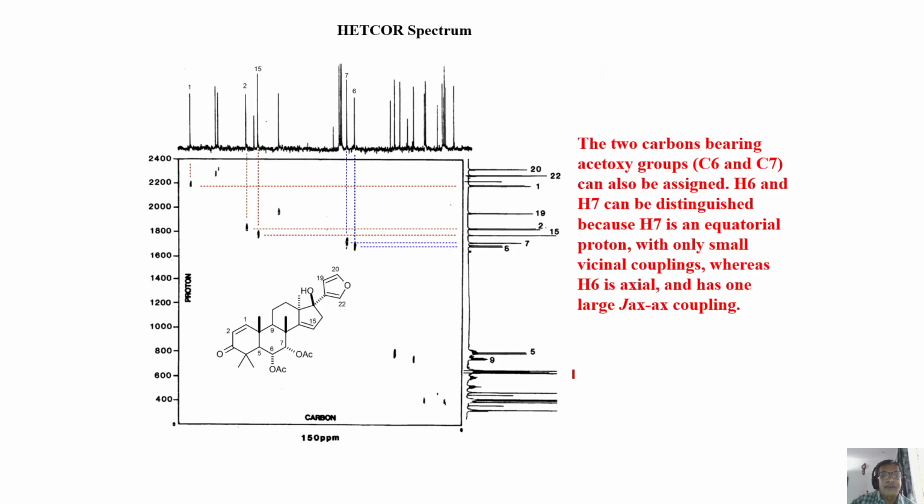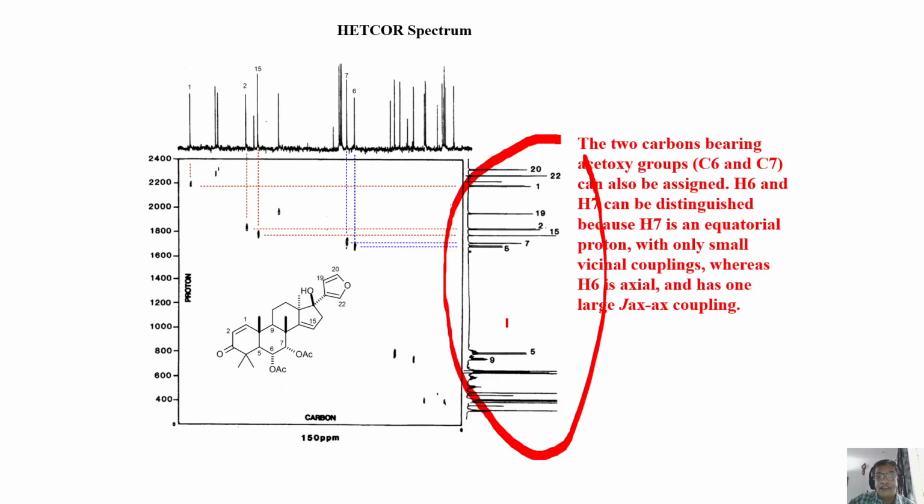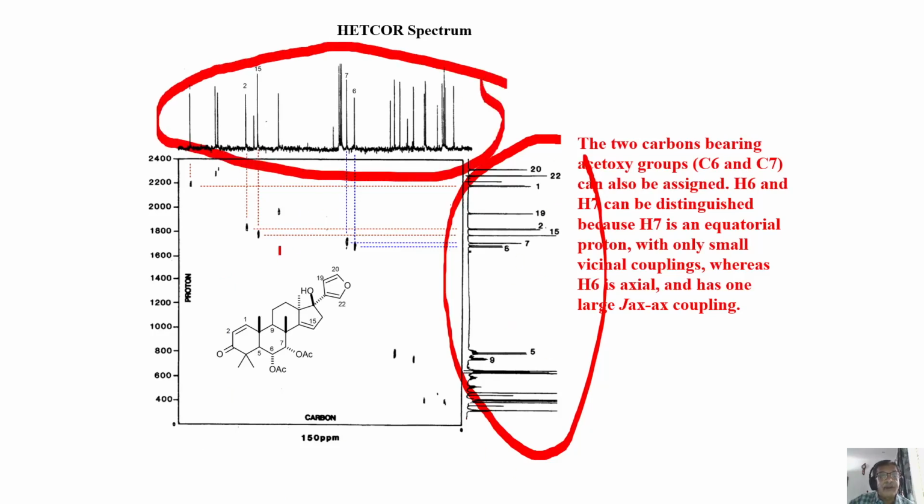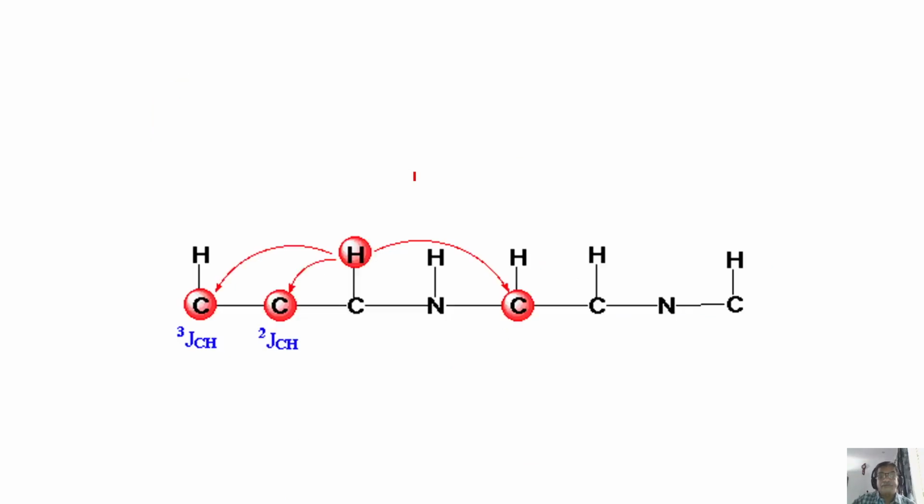Okay, analysis is simpler. And I wanted to show you, even for a very complex molecule like this, see there are so many carbons present here. No, this is the carbon dimension. This is the proton dimension. And in the carbon dimension, you see so many peaks are present. But we are able to assign each and every one of them. That is the beauty. Okay.